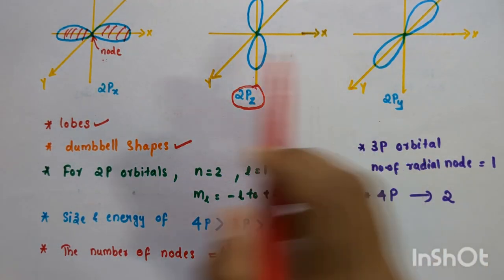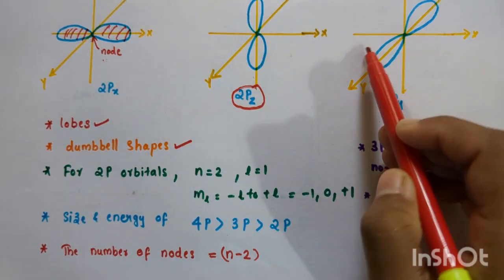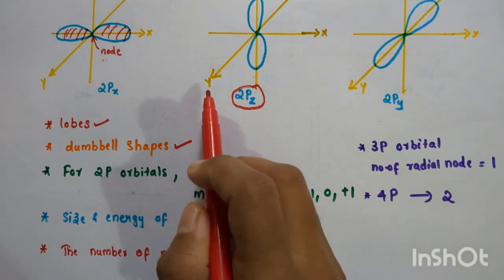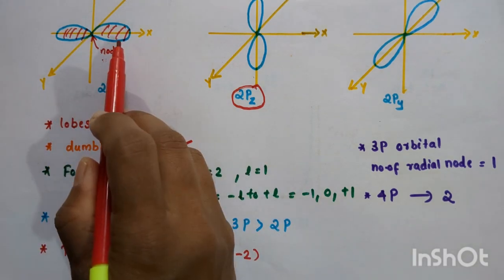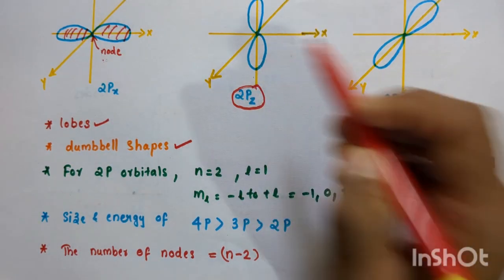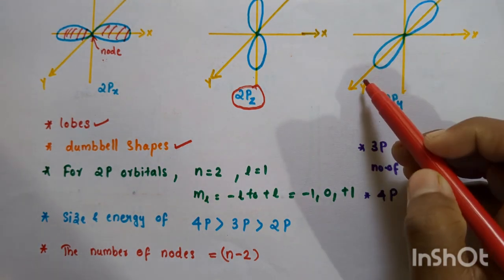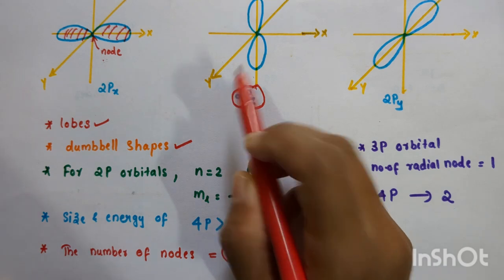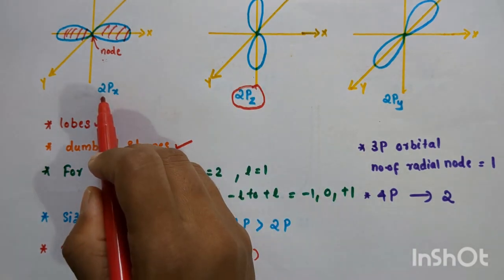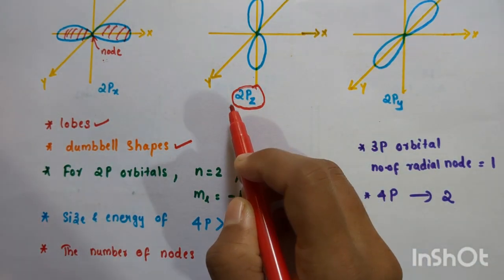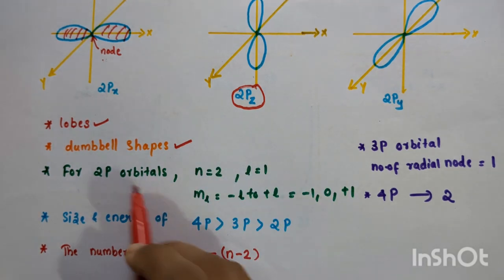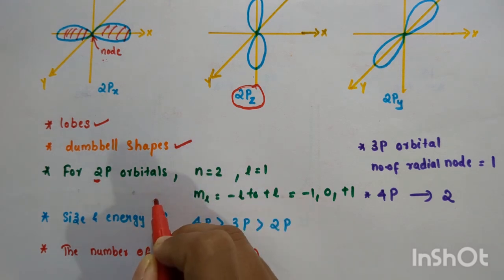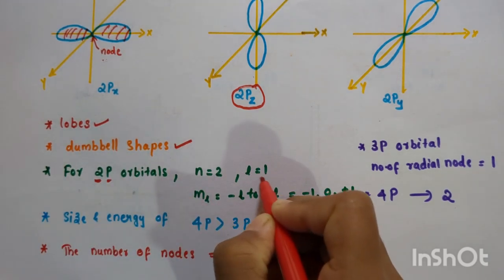That is, the way the lobes are oriented is different for all the 3. This one is along the x-axis, this one is along the z-axis, this one is along the y-axis. Since the lobes are along the x, y and z axes, they are given the designations 2px, 2py and 2pz. For 2p orbitals, principal quantum number n is equal to 2. For p orbitals, azimuthal quantum number L is equal to 1.